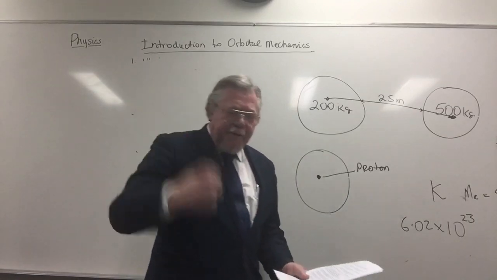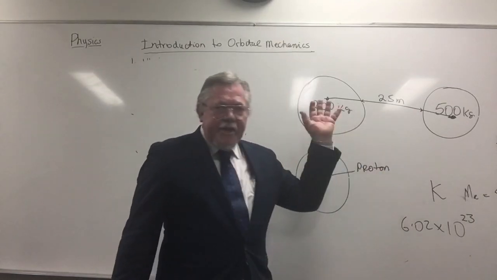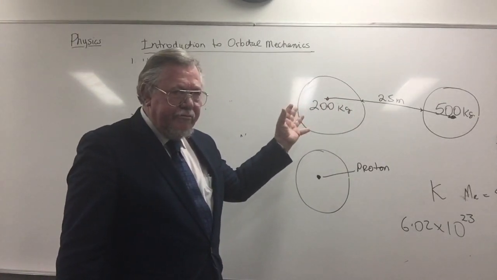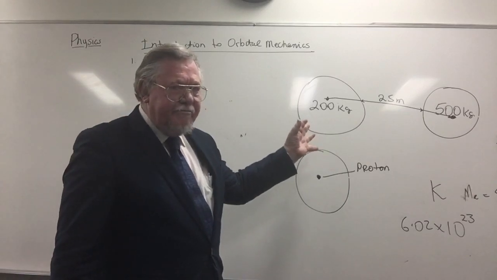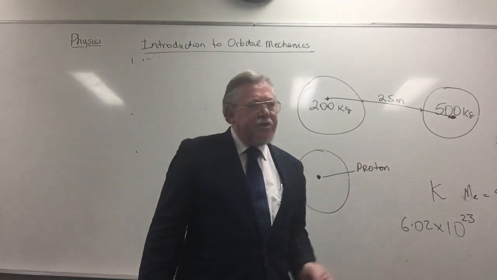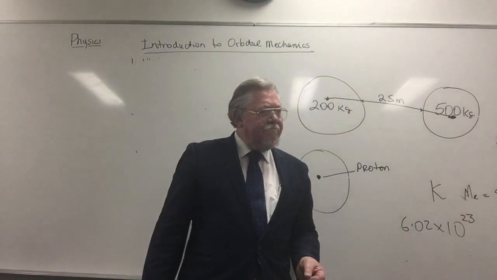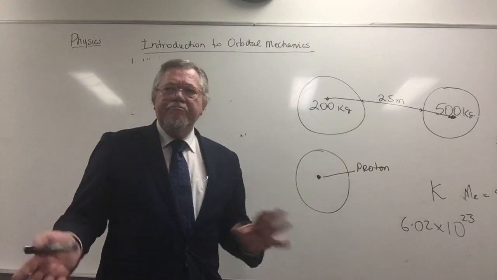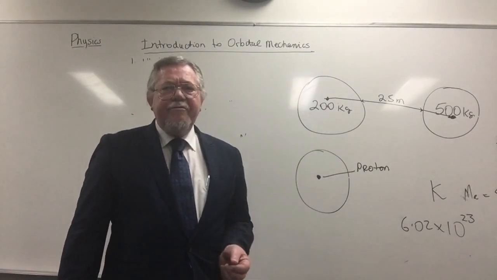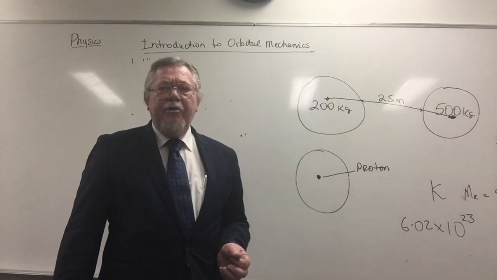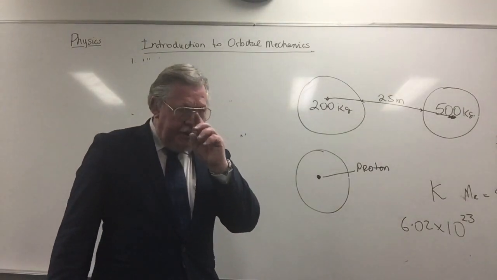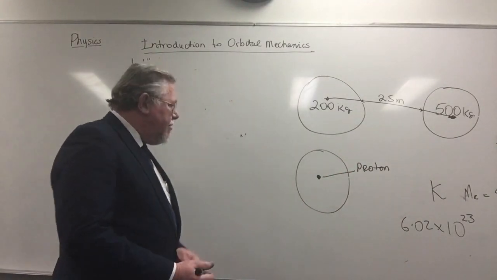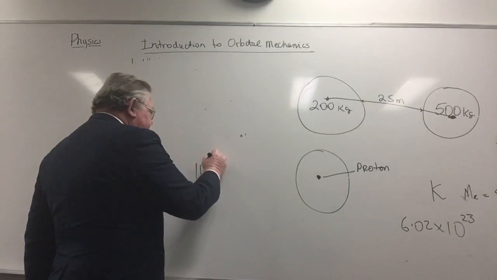Now, I want you to think about this. If we have a satellite up there orbiting the Earth, and the satellite is about the size of a small car, maybe weighs 2 or 3 tons, 2,000 or 3,000 kilograms. And the Earth weighs 10 to the 24 kilograms.